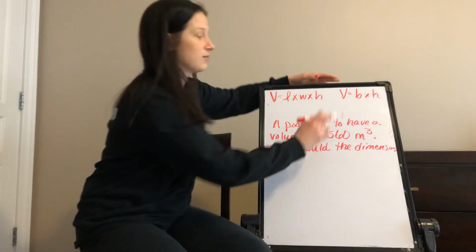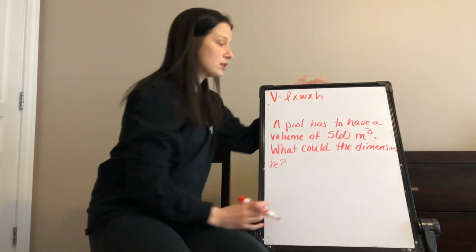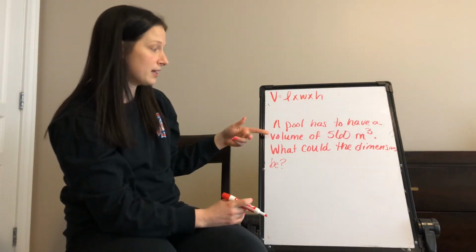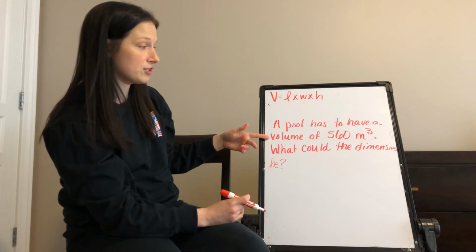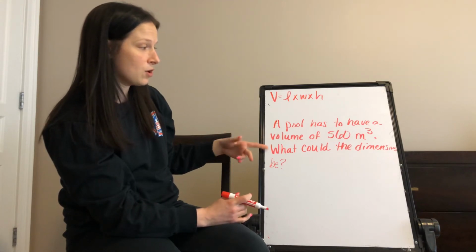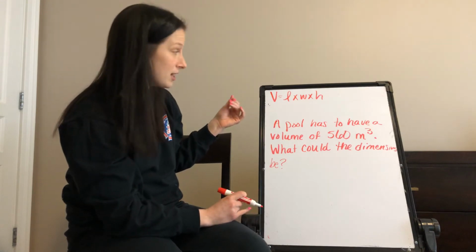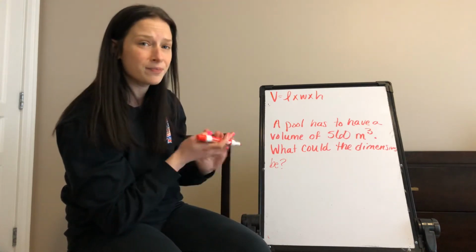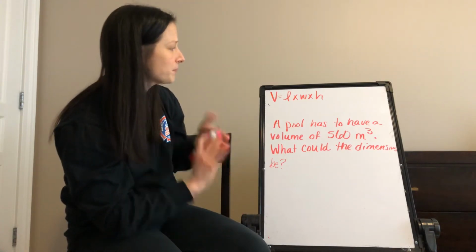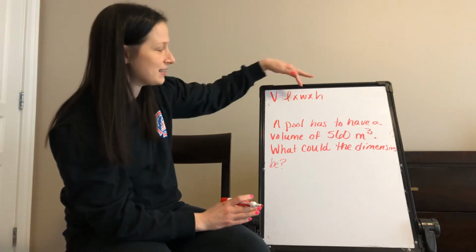So I'm just going to erase this so we don't get confused right now. I'm saying a pool has to have a volume of 560 meters cubed. What could the dimensions be? So we've got a real life situation. Maybe you're designing a pool for your backyard. Can't tell if that'd be a big pool. But anyways, let's see if we can figure this out.